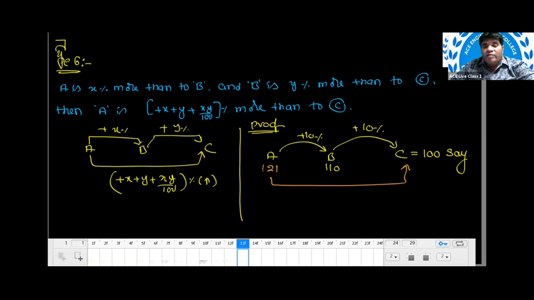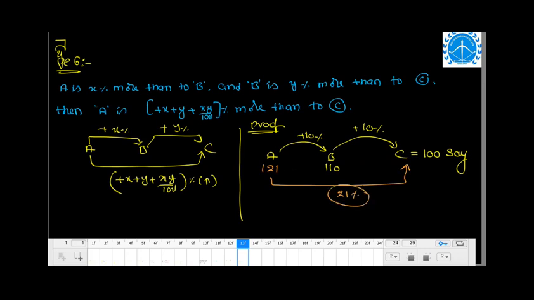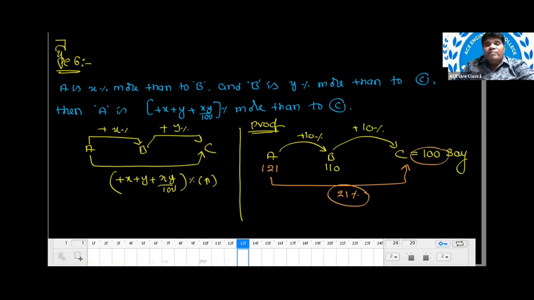Compare with C. A is how much more? 1.21. 21%. 21 rupees more. The 21 is more, means 21%. Compare with the 100.